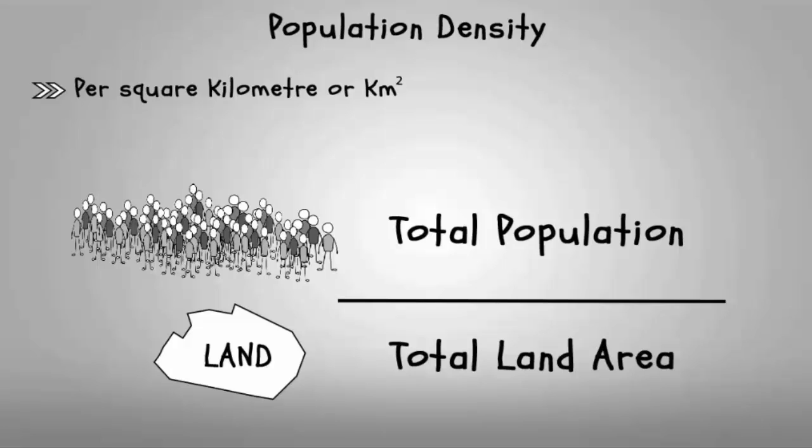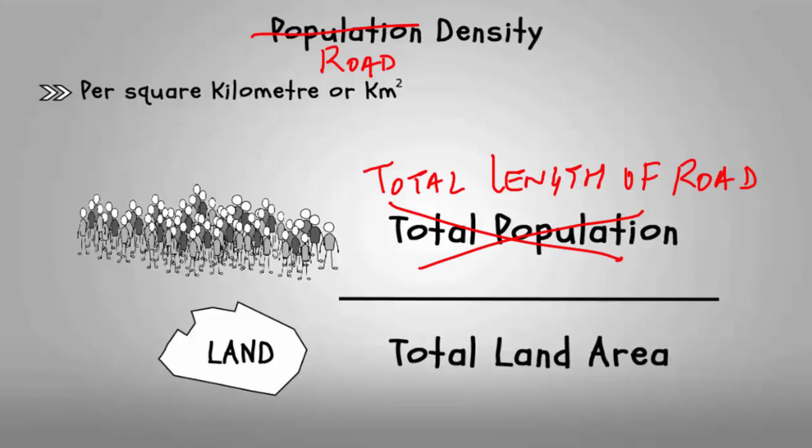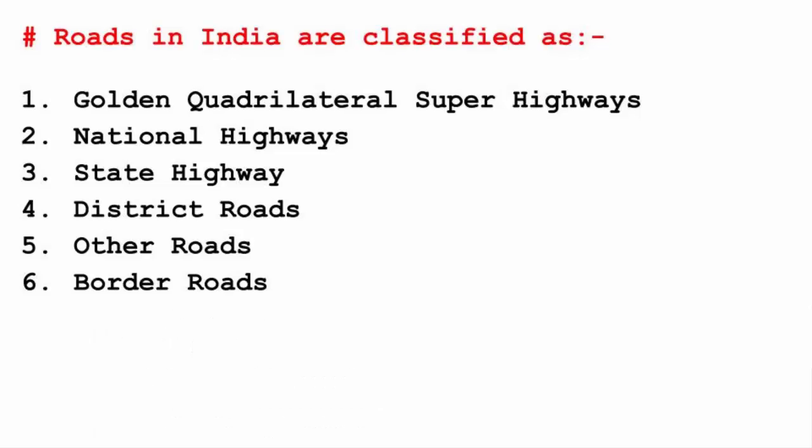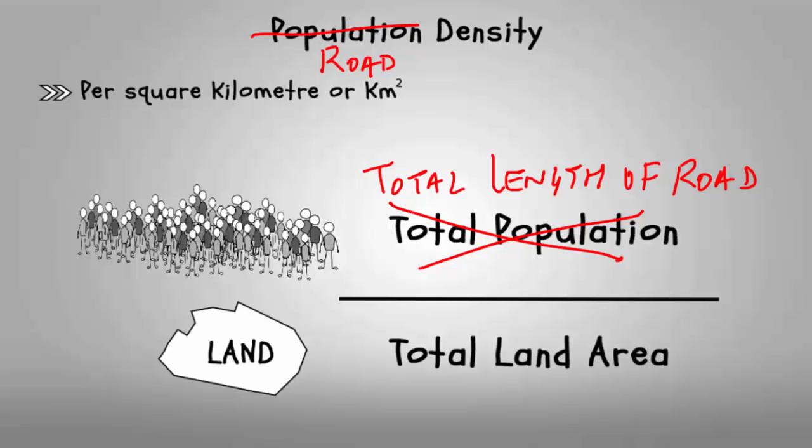Similarly, road density is the ratio of the length of the country's total road network to the country's land area. So instead of total population, you just have to put the total length of the country's total road network. And moments back we have read that the road network includes all kinds of roads: the highways, national highway, state highway, district highway, golden quadrilateral, border roads, everything. Calculate the length of the country's total road network divided by the total land area. That is known as the density of roads.